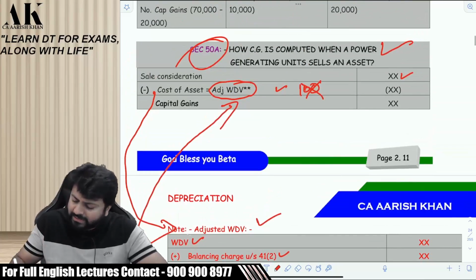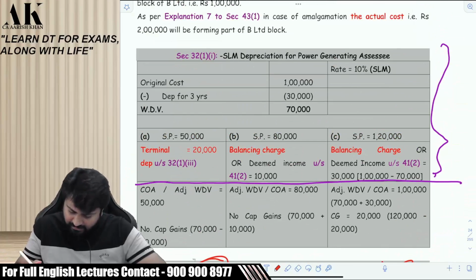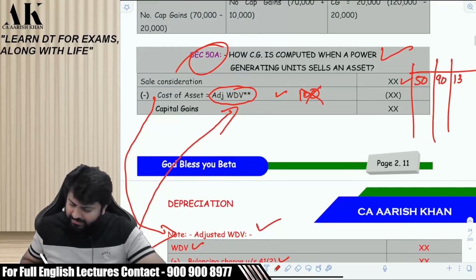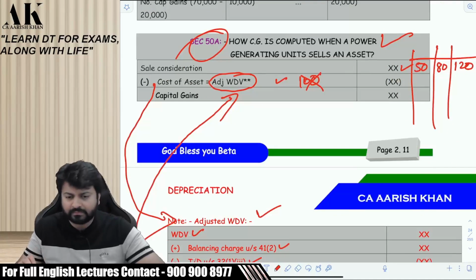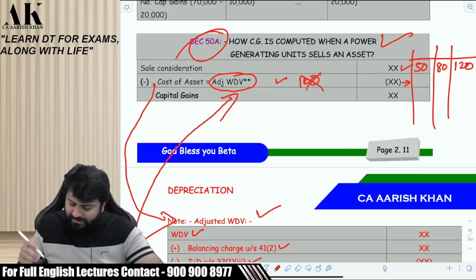Now let me put the sale consideration. In first case my sale consideration was how much? 50. In second, in third, 130, right? In my textbook here it is 90. Shall we take these numbers then? Whatever number you will say, textbook number, so that you will revise as per that only. 50, 80 and third one is 120, right? Now do not take 100 over here. Take adjusted WDV.